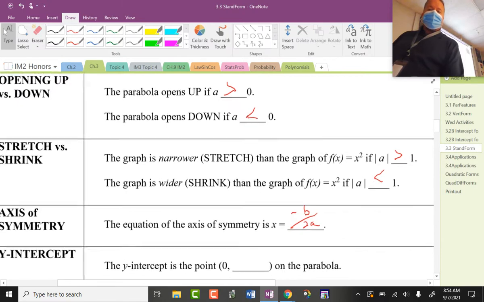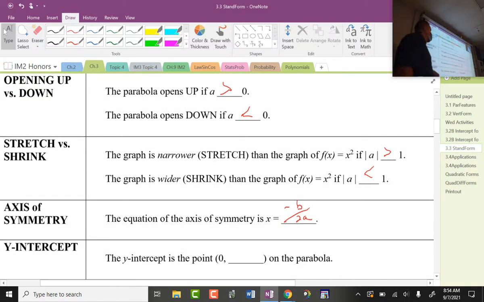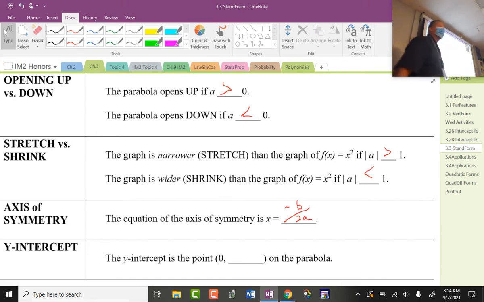But it's the same. It's the same as the others. Okay, if A is greater than 1, then it's stretched vertically. If it's less than 1, it shrinks.